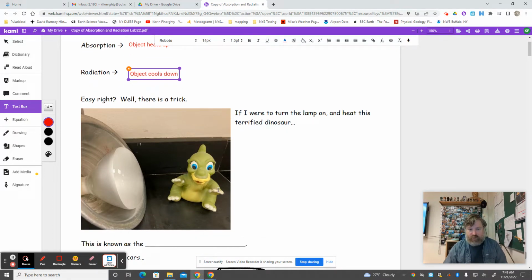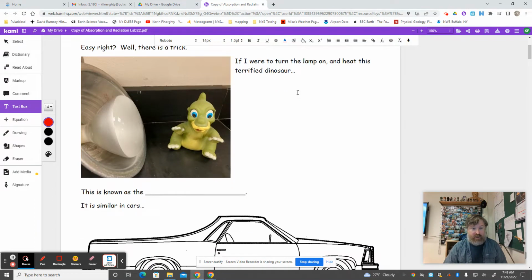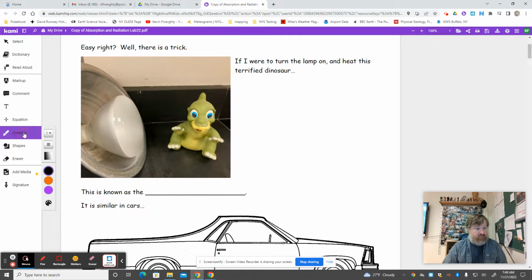So, if I were to replace the different objects that you did in this lab with this dinosaur here that looks scared to be sitting in front of this lamp, try to draw this as close as you can to what I'm drawing here. So if you turn the lamp on, it heats up. And there's a wavelength of energy that would come out of that lamp and hit that dinosaur. And it would make it warmer.